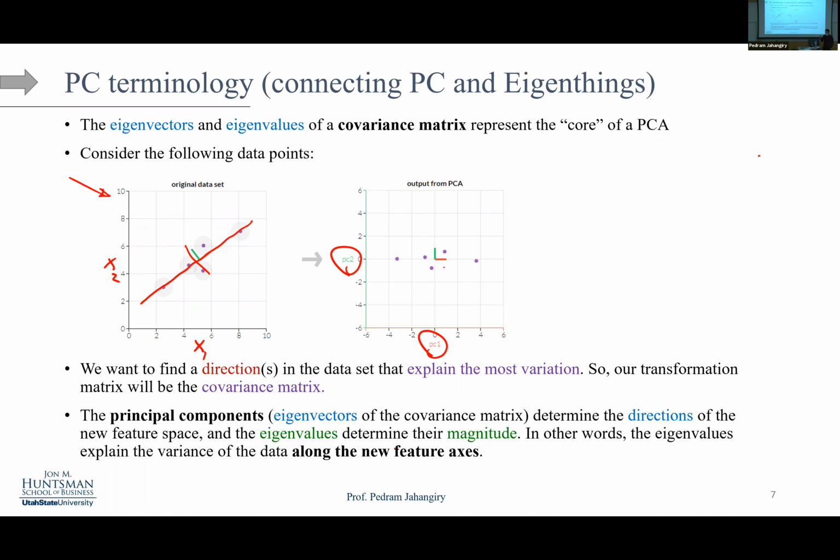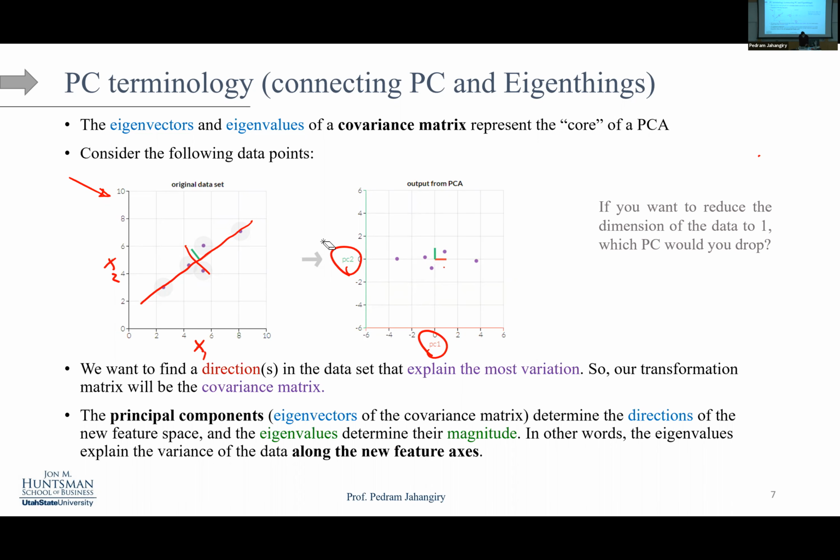So I can sum it up like this. Principal component number 1 is the eigenvector of matrix A, the covariance matrix, which has the highest eigenvalue, the largest eigenvalue. Why do I care about the largest eigenvalue? Because that explains the most variation in the data. All right.